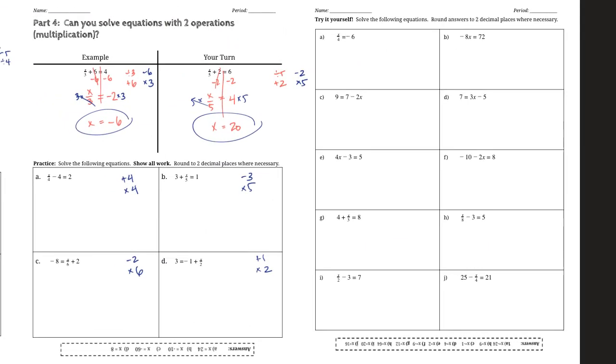Now we just have a few mixed problems here. So some of these are one-step equations, some of these are two-step equations. I want you to try all of these questions over here yourself. The answers are at the bottom of the page, okay? If you're really stuck, you can, of course, ask your teacher for a little bit of help. Good luck.